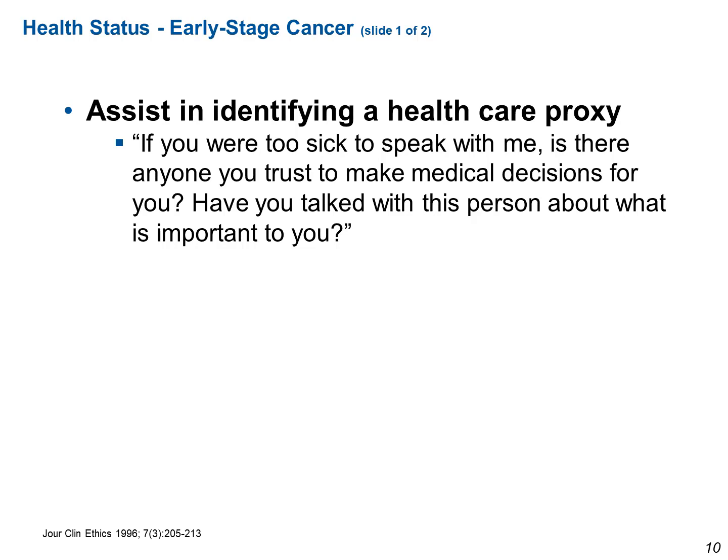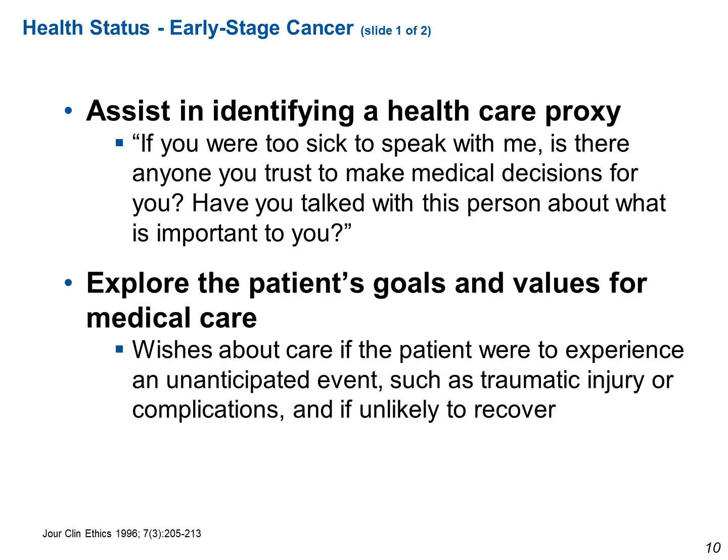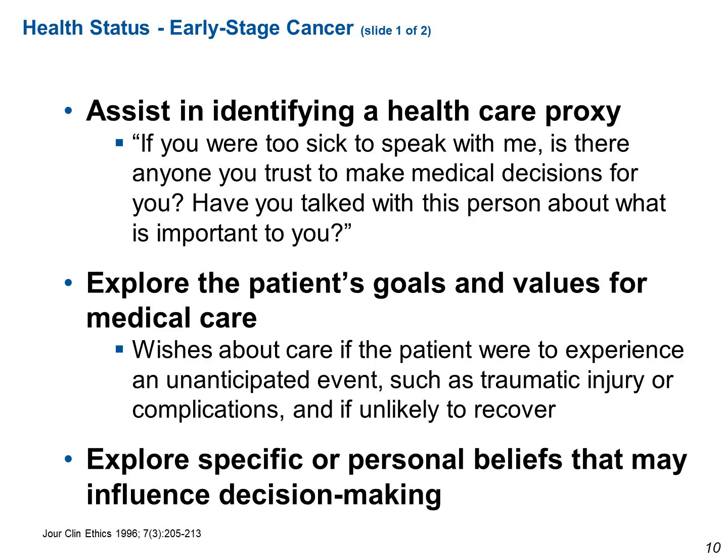As we assist in identifying a healthcare proxy, things that can help in this discussion are: if you were too sick to speak with me, is there anyone you would trust to make medical decisions for you? Have you talked with this person about what is important to you? Explore the patient's goals and values for medical care. Wishes about care if the patient were to experience an unanticipated event such as traumatic injury or complications, and if unlikely to recover. Explore specific or personal beliefs that may influence decision making.